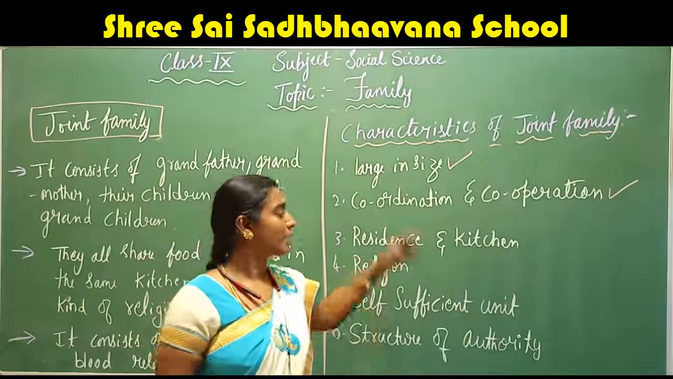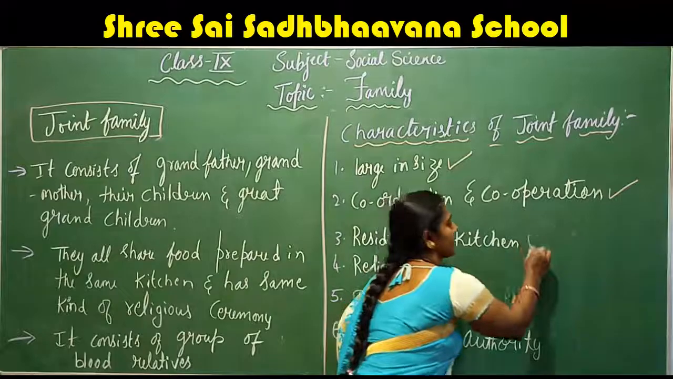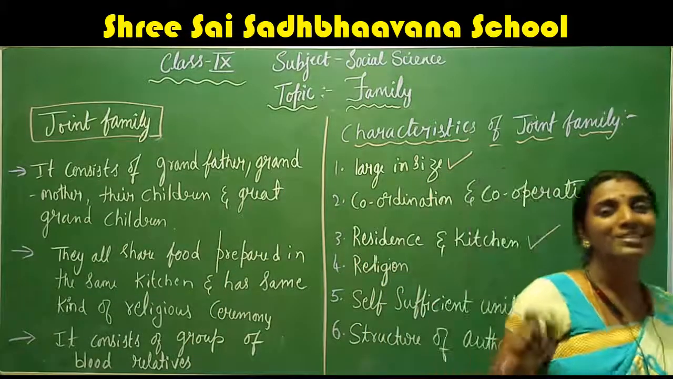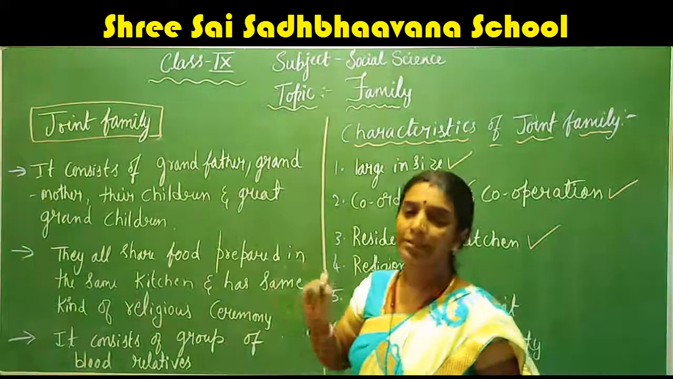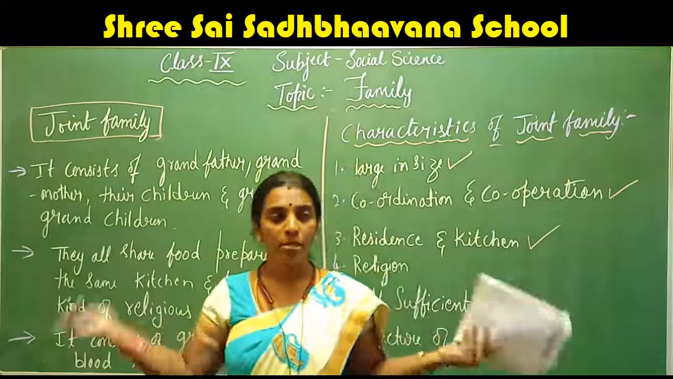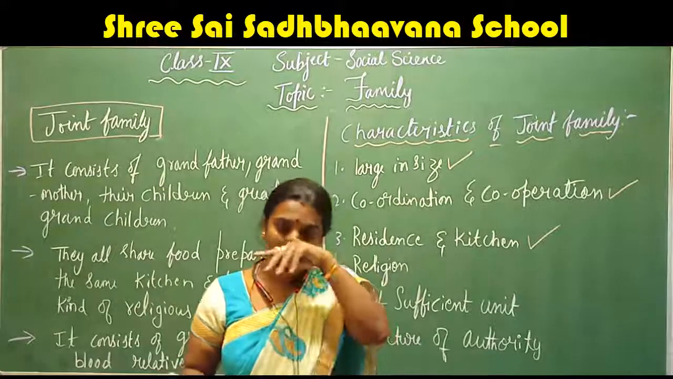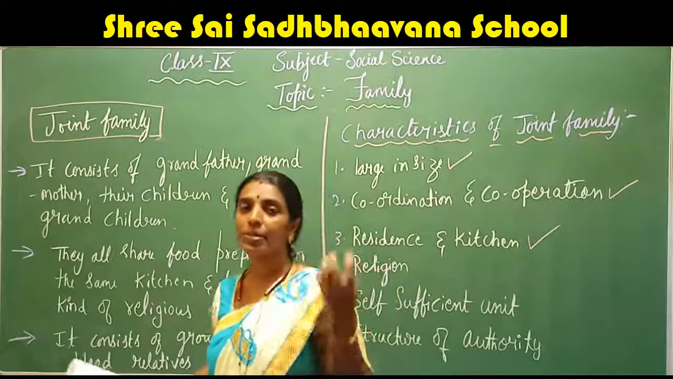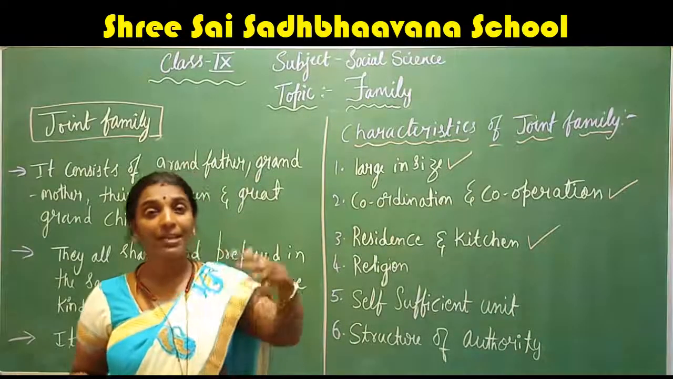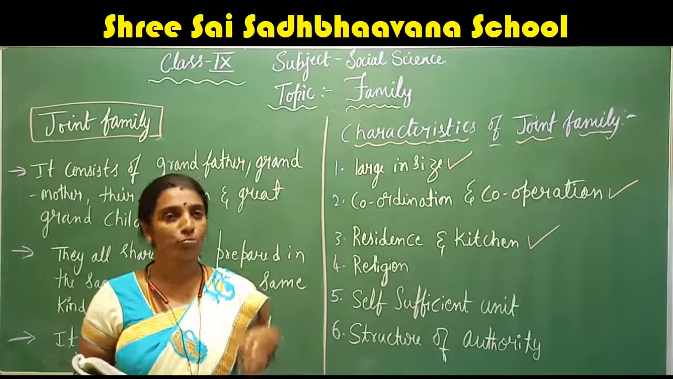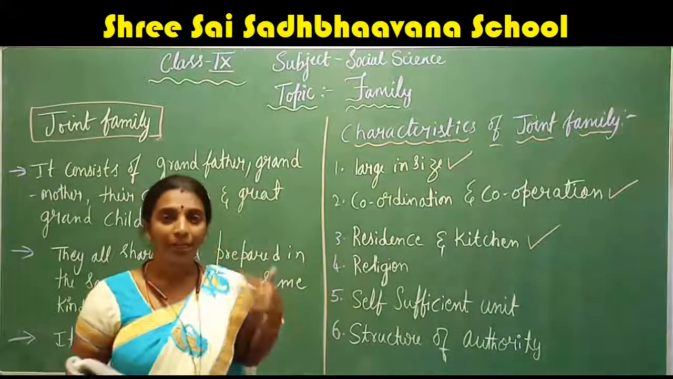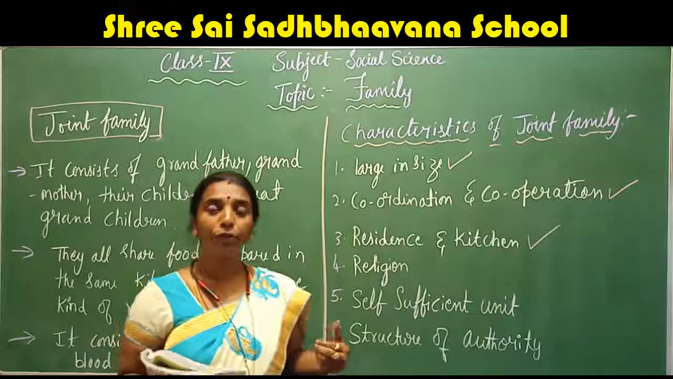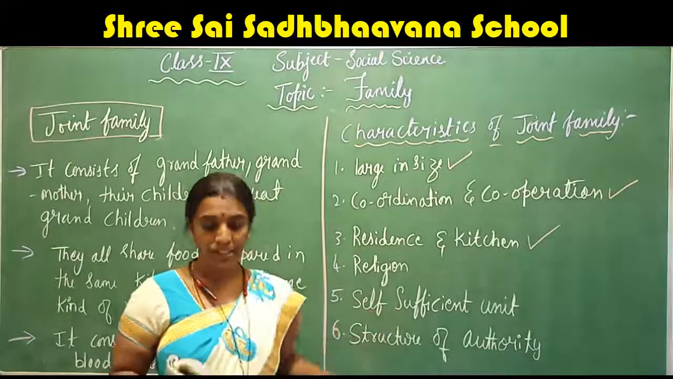Then the next point is residence and kitchen. Yes, residence and kitchen, next point. So members of the joint family normally reside together under the same roof, means in the same house. They will be living in the same house, whom we call a joint family. The members of the family usually will stay under the same roof, maybe in different rooms, but in the same house, and they will have the food which is prepared in the same kitchen.